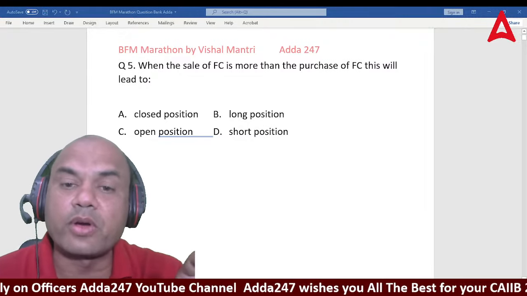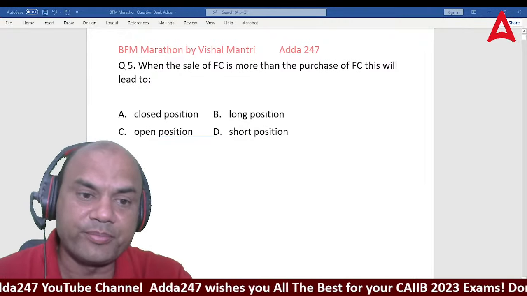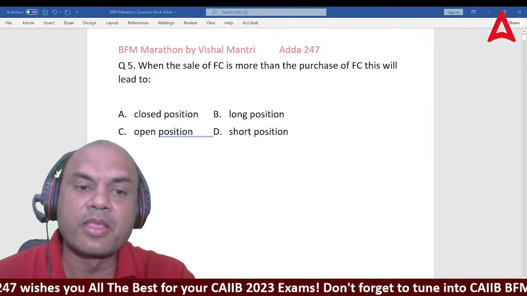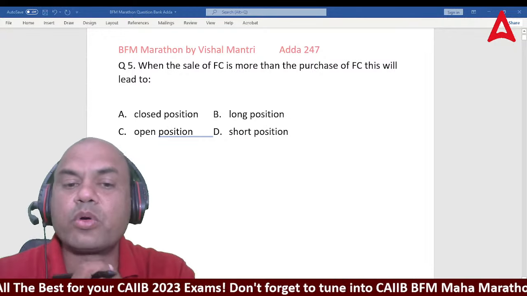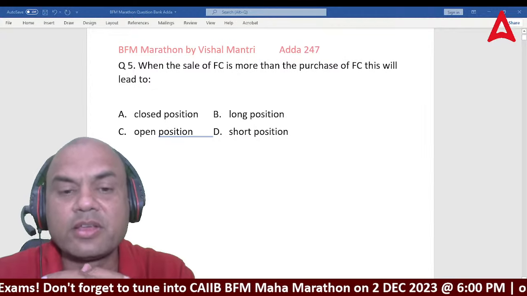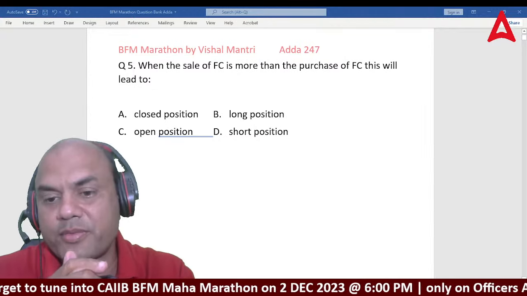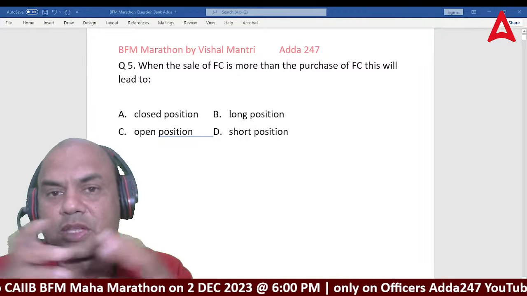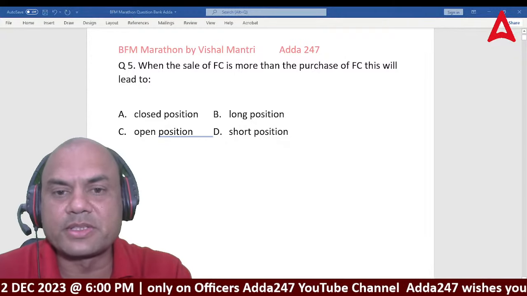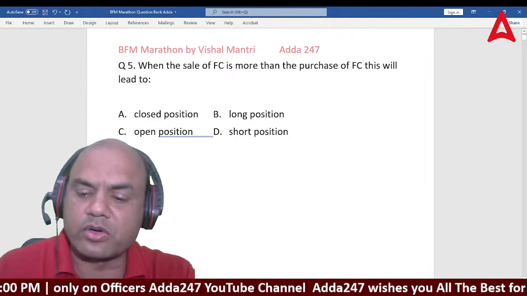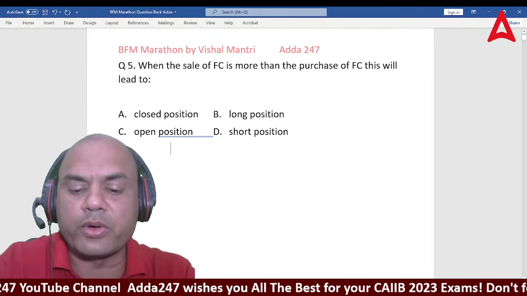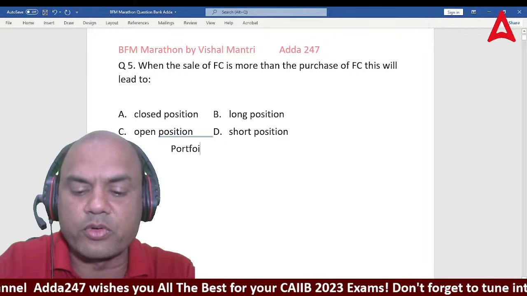Now here comes an important concept that I'll be explaining. When the sale of the foreign currency is more than the purchase, you come to the position I discussed just now, that is long and short. What is long and what is short? Now you understand this long and short concept. There are two concepts in long and short. Always remember, from the portfolio point of view, there are two points.